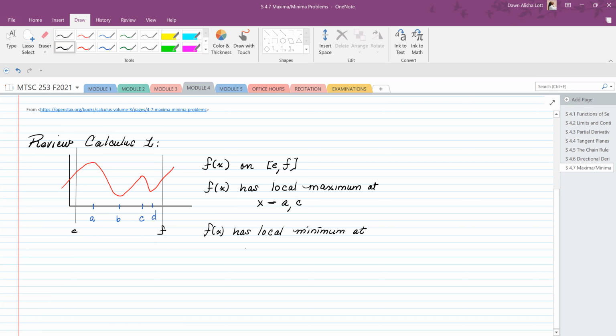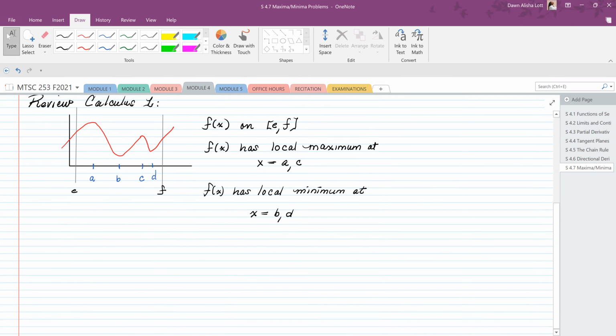Okay. All right. So it has local minimum at x equal to B and D. Okay. So now where does it have an absolute max? A. The absolute minimum is B. Thank you.